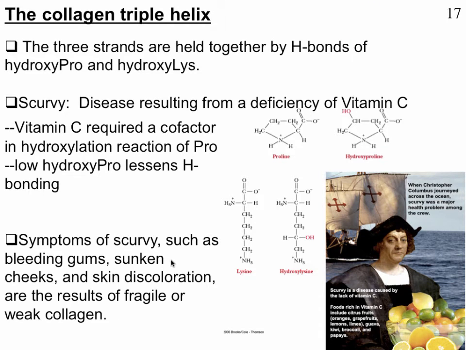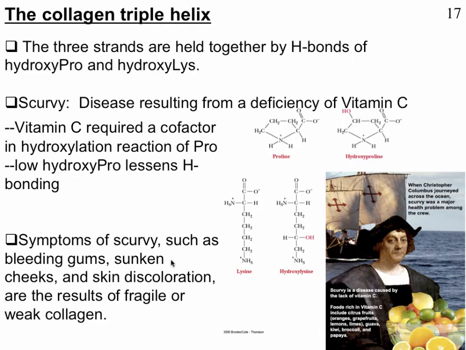So what actually holds these 3 strands together is the hydrogen bonding of hydroxylated proline and hydroxylated lysine. So here's proline, and it can actually become hydroxylated in the side group. Same thing with lysine, it can be hydroxylated at the gamma carbon of the side group of lysine. And so you can have hydrogen bonding interactions between these side chains in the triple collagen helix. That's what really gives it that really, really strong structure.